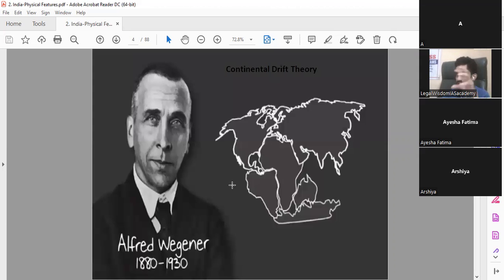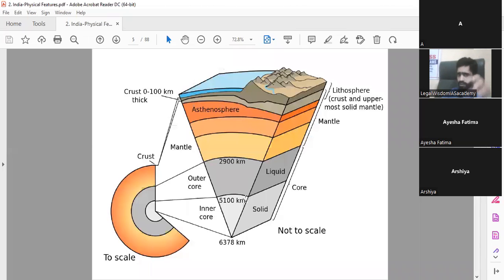Then we have seen the very basics of continental drift theory. Continental drift theory was given by Alfred Wegener, 1880 to 1930. उसके बाद में we have seen the summarized version of our Earth. When we go deep into the Earth, we get a core, we get mantle, and we get the lithosphere. The core is divided in 2 parts: one is the outer core and the other the inner core. Inner core is solid and outer core is liquid.